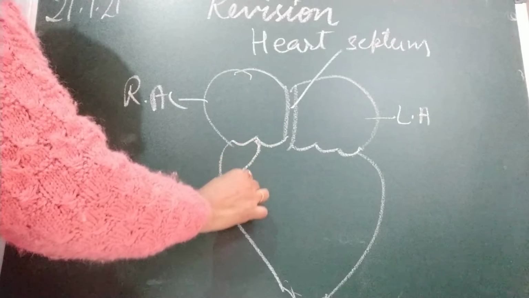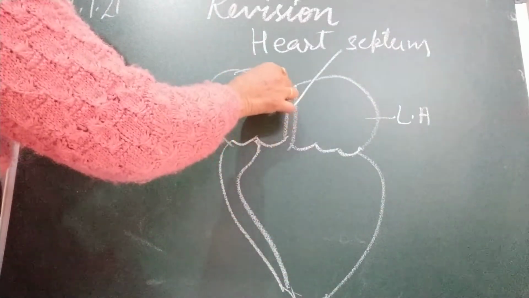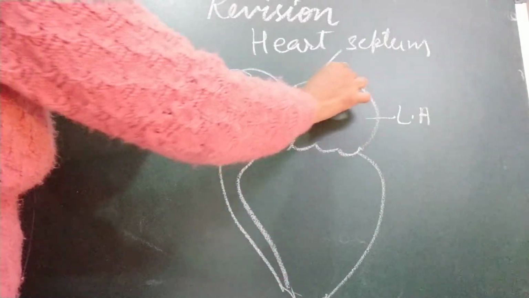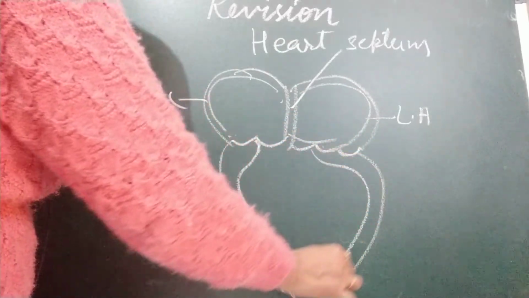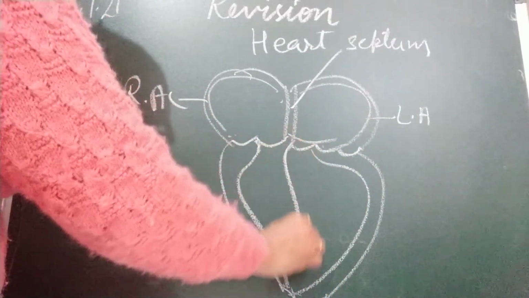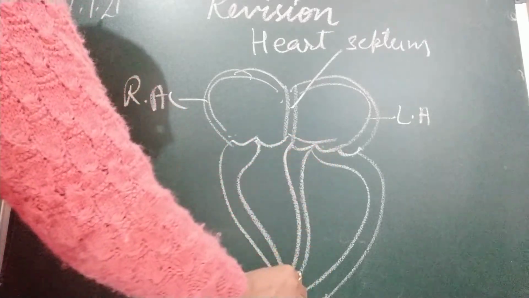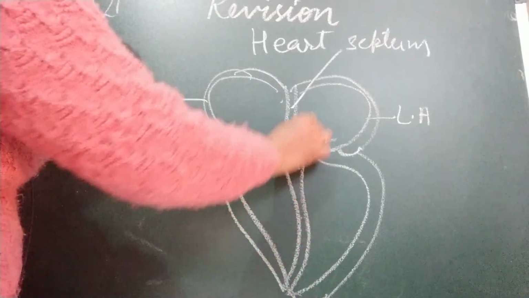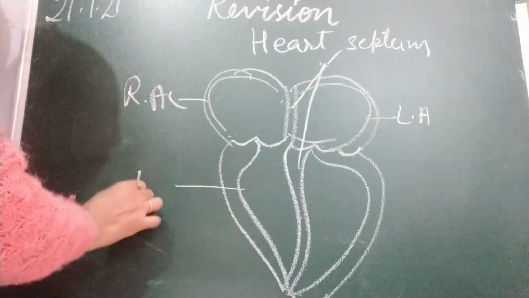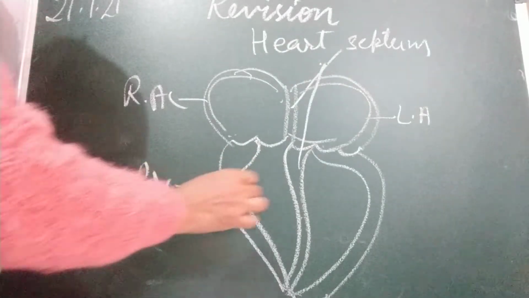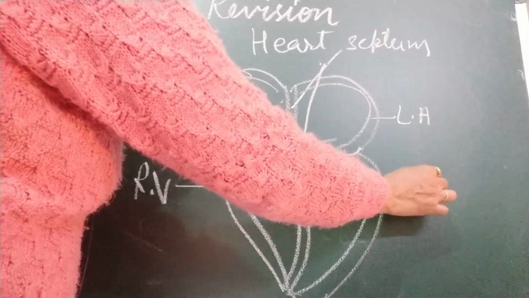The auricles are thin walled, and the ventricles are thick walled. They are also separated by a septum. This is the right ventricle and this is the left ventricle.